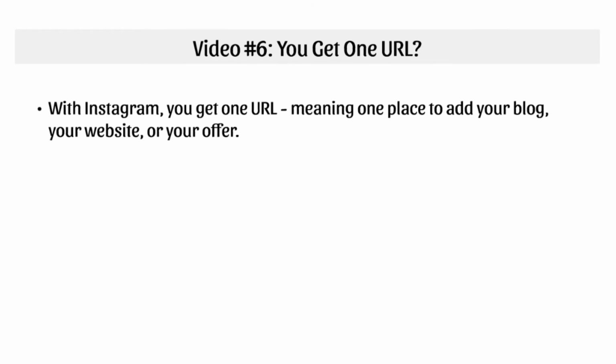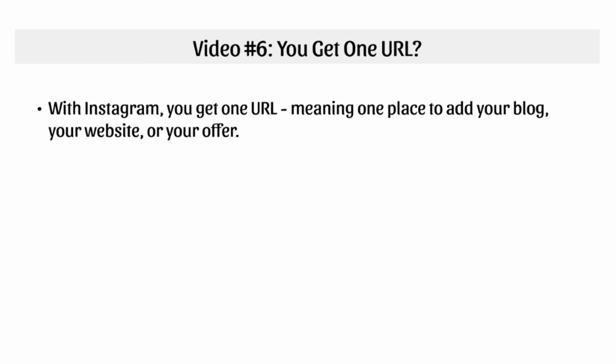So that's the reality with Instagram, you get one URL, meaning one place to add your blog, your website, or your offer. It's not like Facebook where you can create a post every single time and put a URL directly to your offer. You get one URL, so you've got to choose it wisely. So the question is, what URL should you use? In this particular video, I'm going to talk briefly about the concepts, the fundamentals. And then I'm going to go to Instagram.com and I'll show you what we're looking at.